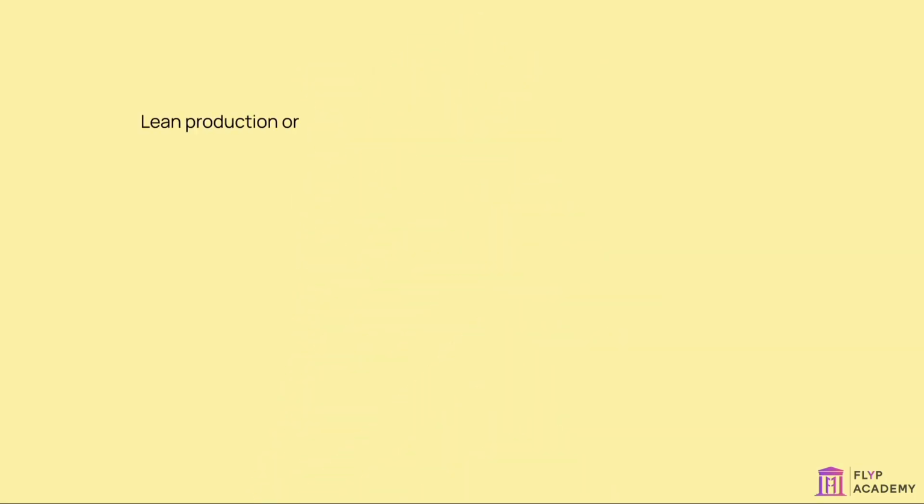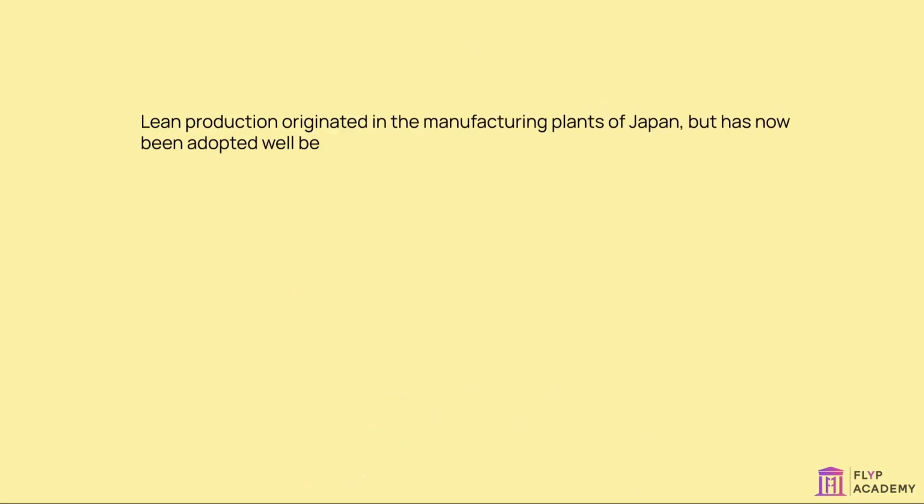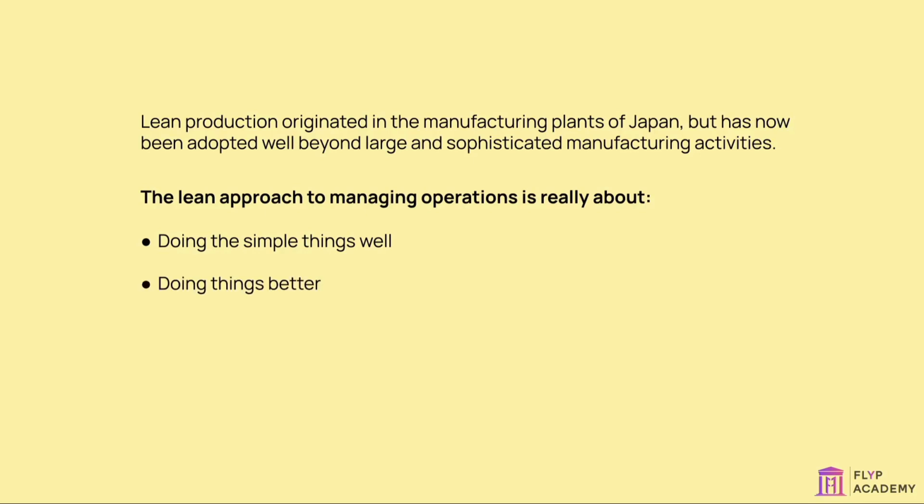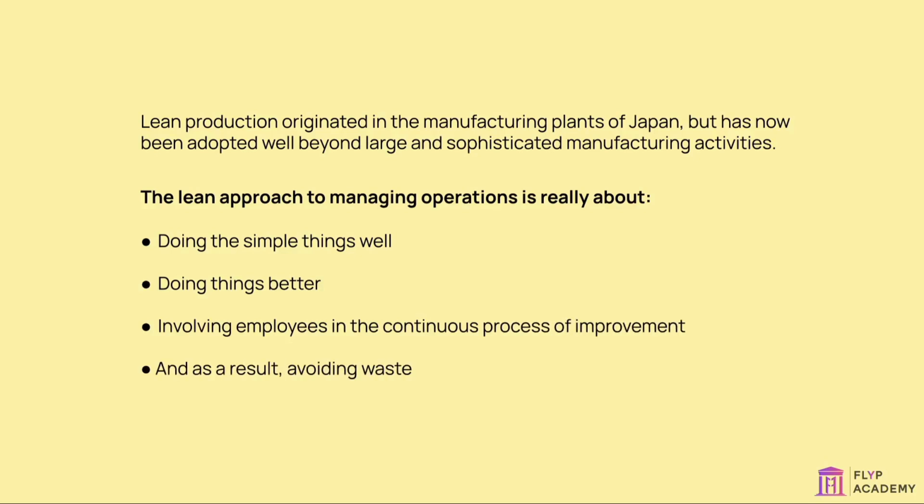Lean production originated in the manufacturing plants of Japan, but has now been adopted well beyond large and sophisticated manufacturing activities. The lean approach to managing operations is really about doing the simple things well, doing things better, involving employees in the continuous process of improvement, and as a result, avoiding waste.